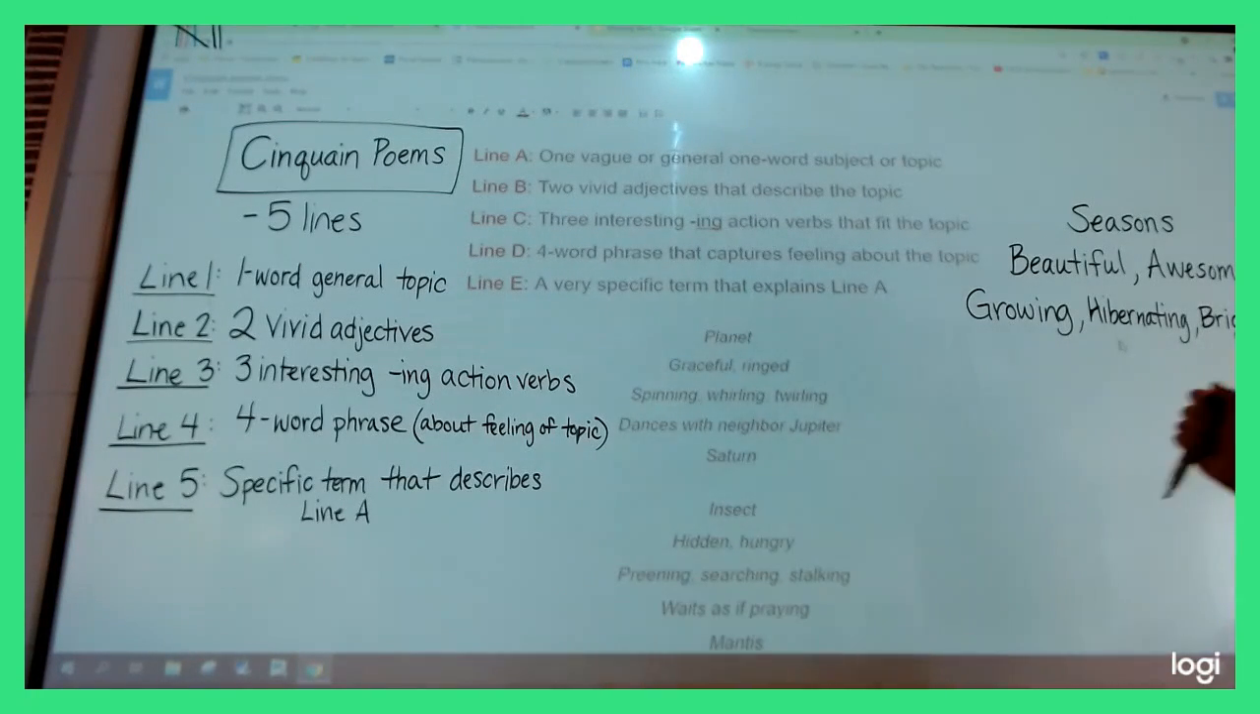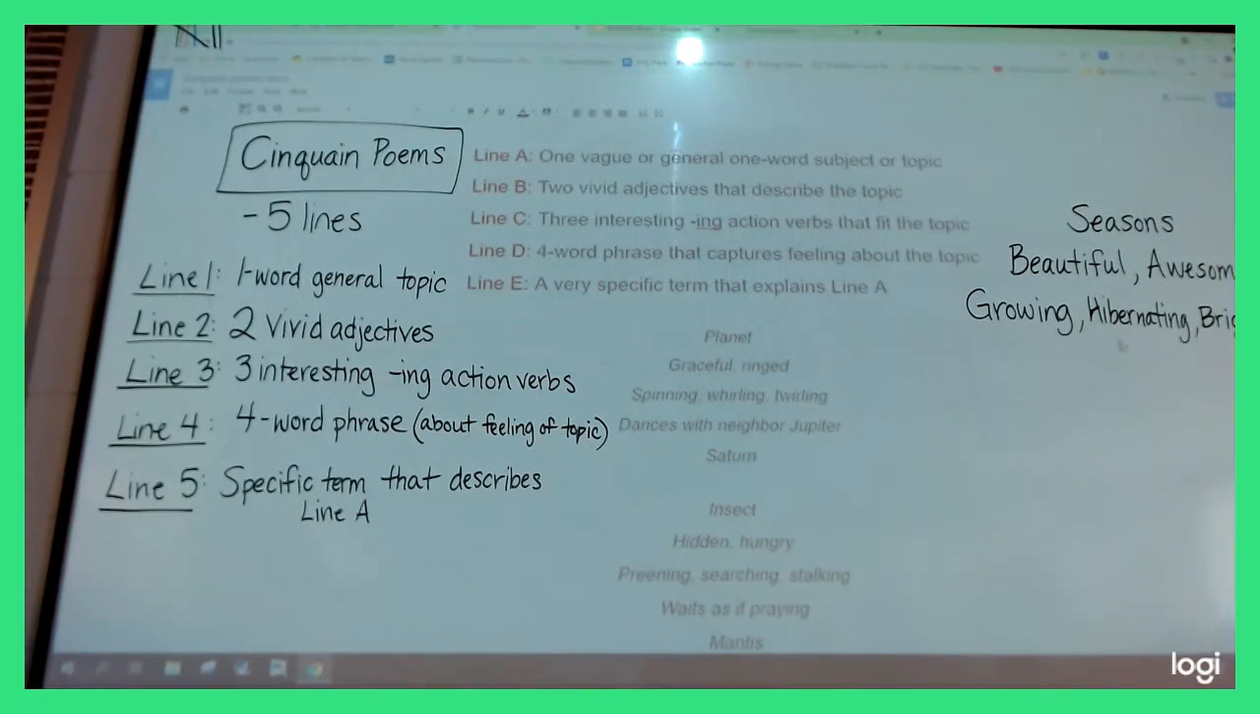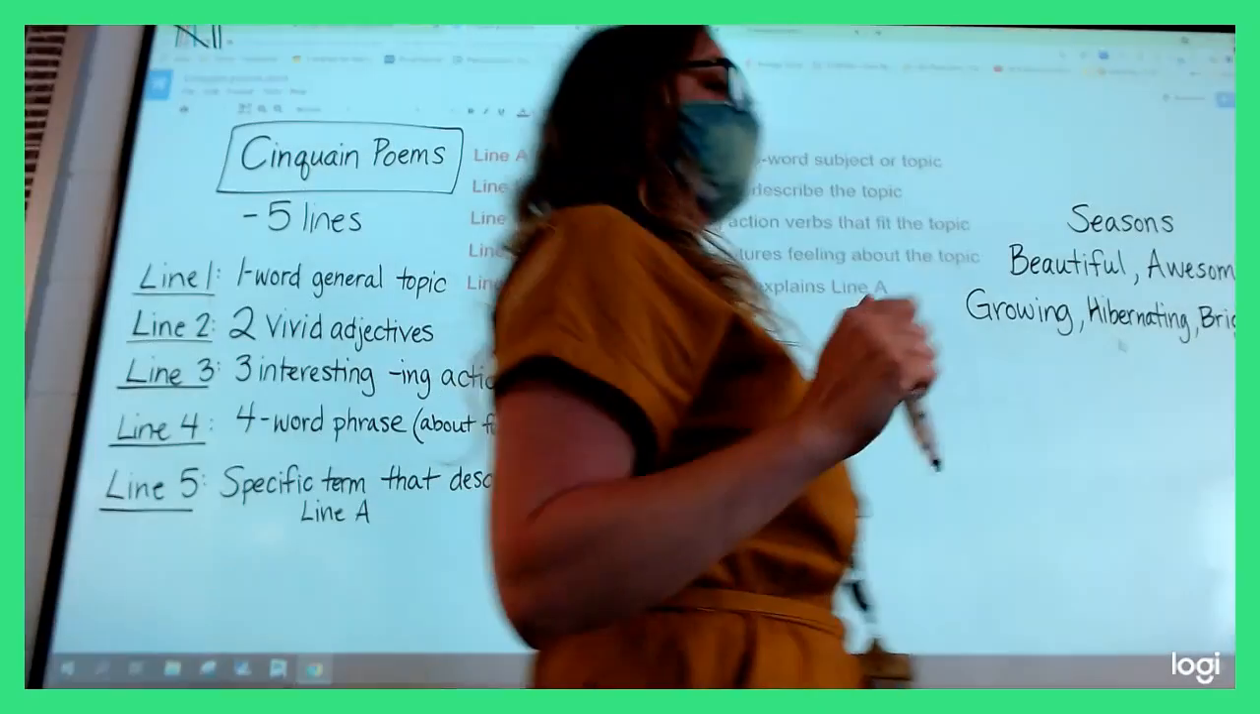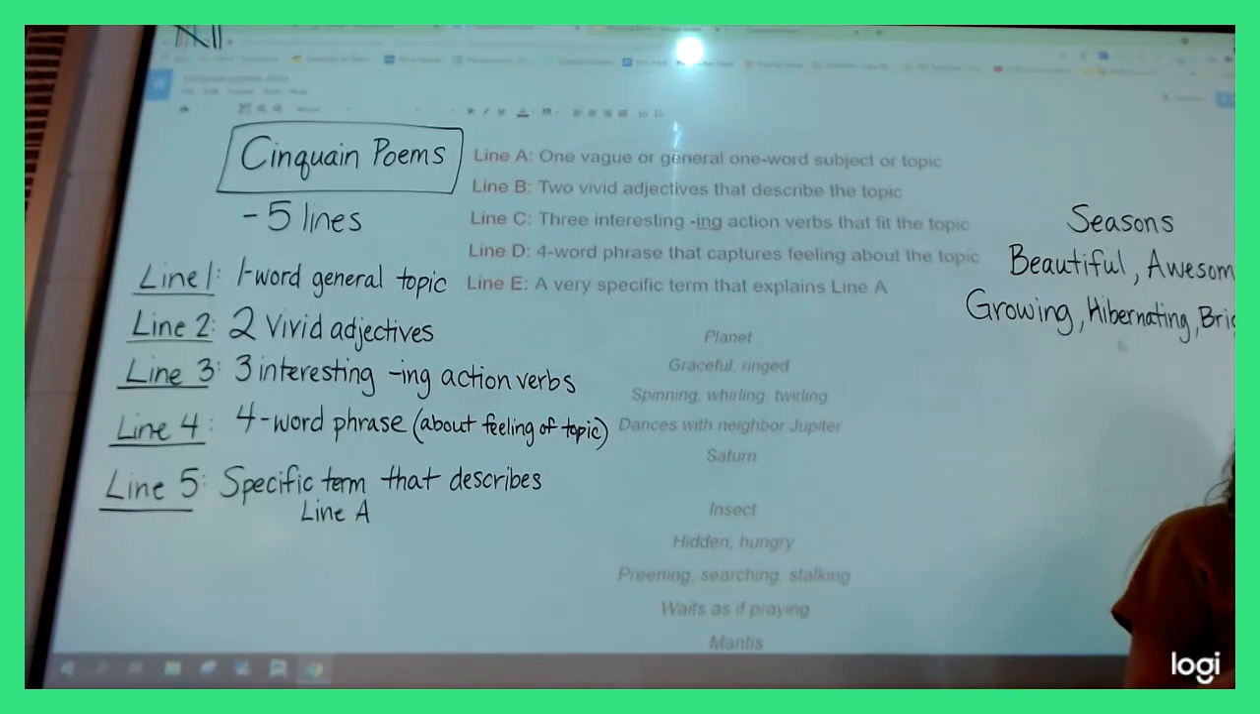All right, line 4. Now we need a 4-word phrase. It doesn't have to be a full sentence, but it needs to give us a feeling about our topic. So seasons, beautiful, awesome, growing, hibernating, brightening. What could be our 4-word phrase? Josiah? All the seasons are awesome. We could say all seasons are awesome. Yeah, that would work. 4 words.